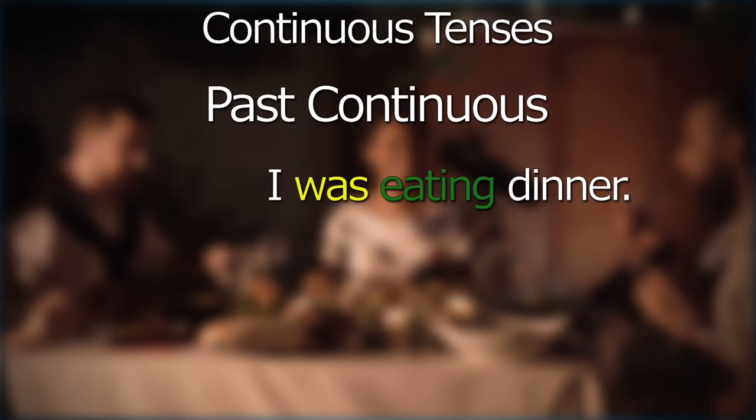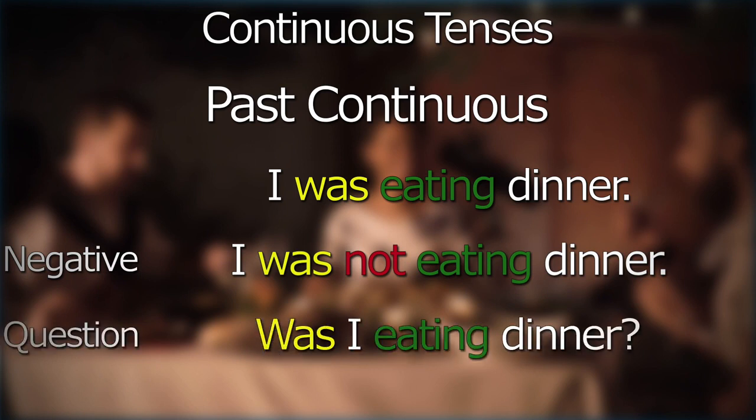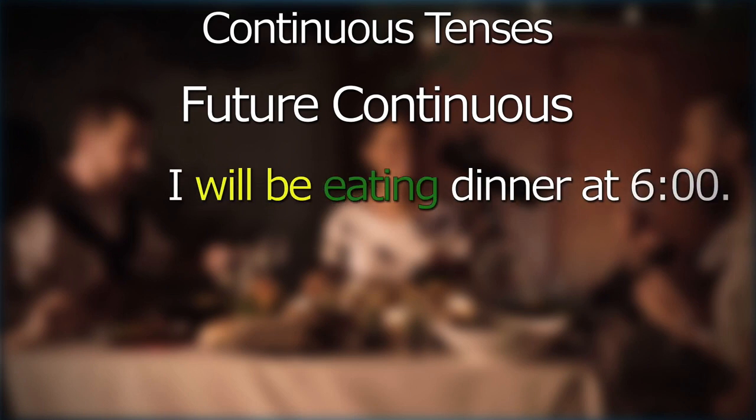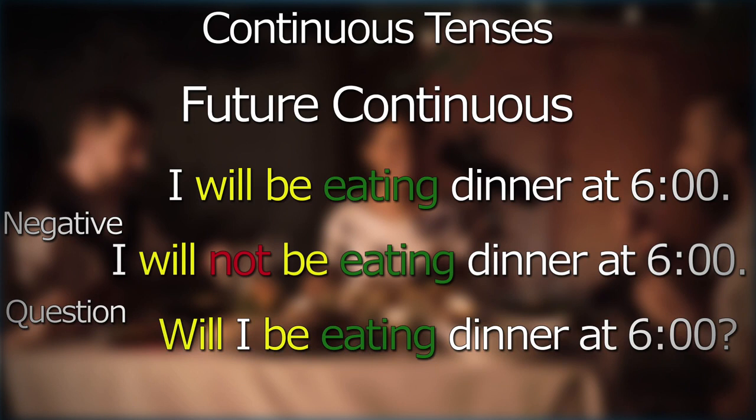All right, now for the past continuous. I was eating dinner. Negative. I was not eating dinner. Question. Was I eating dinner? Now for the future continuous. I will be eating dinner at 6 o'clock. Negative. I will not be eating dinner at 6 o'clock. Question. Will I be eating dinner at 6 o'clock?